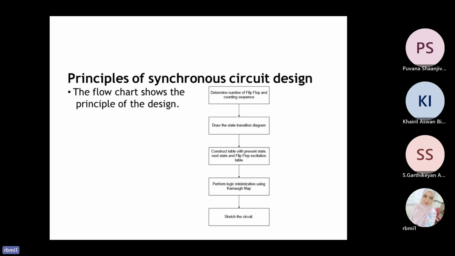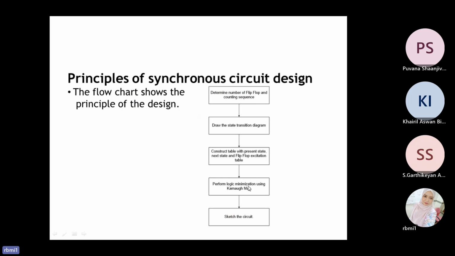And then we draw the state transition diagram. Okay, the data flow in the circuit should be carefully managed to avoid errors and glitches. We don't want that to occur. And then we construct a table with present state, next state, and the flip-flop excitation table. From the truth table, then we can get the excitation table. And as circuit designers, you guys should ensure that the data is stable before we use it in subsequent operations.